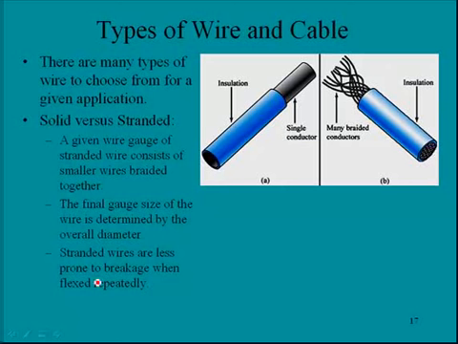Stranded wires are less prone to breakage when flexed repeatedly. So if you have an application where the wire is going to be bent significantly or periodically or regularly, you should use the stranded type. If you have an application like electrical wiring systems in households, you'll probably use the solid type, because once it's inside the wall, it's not going to be given to lots of bending, so that would probably be the choice in that particular case.